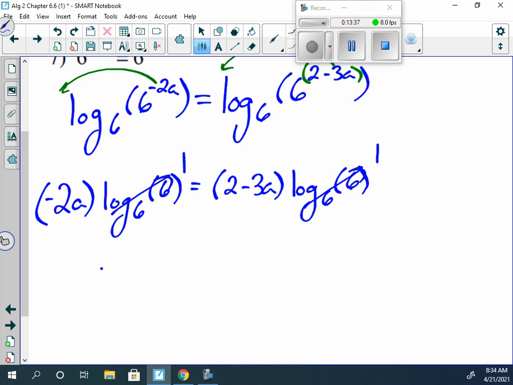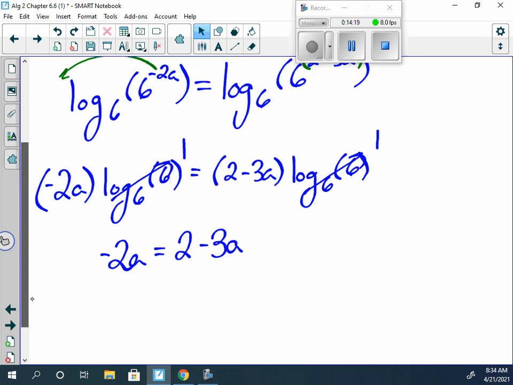So what we have left is that negative 2a is equal to 2 minus 3a. Well, wait a minute. Isn't that what our property of equality of exponential equations said? This is why it's true. Because if I can get both sides to the same base, really we can apply that logarithm with that base to both sides, which will simplify out, leaving us with just the exponents. This is why it works so nicely. Any questions on any of this here?